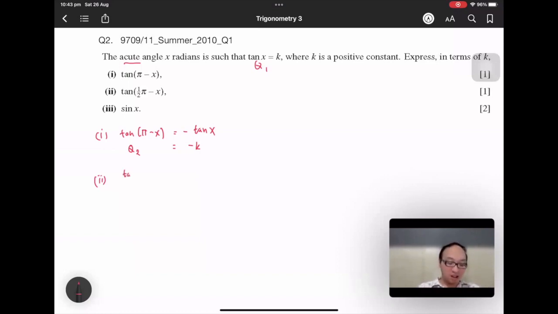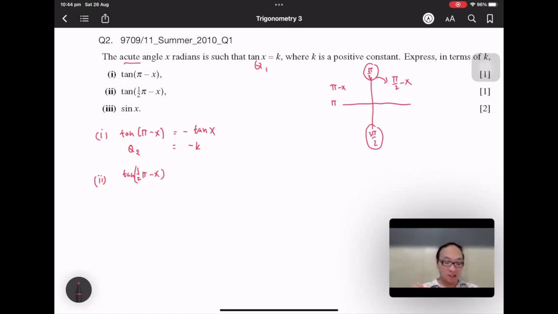Tangent of half pi minus x. So according to the diagram, I will draw the diagram. This is pi over 2. This is pi. So pi minus x is in the second quadrant. Half pi minus x will be in the first quadrant. And if you remember, if we use the value in the vertical axis, pi over 2 or 3 pi over 2, the function will change.